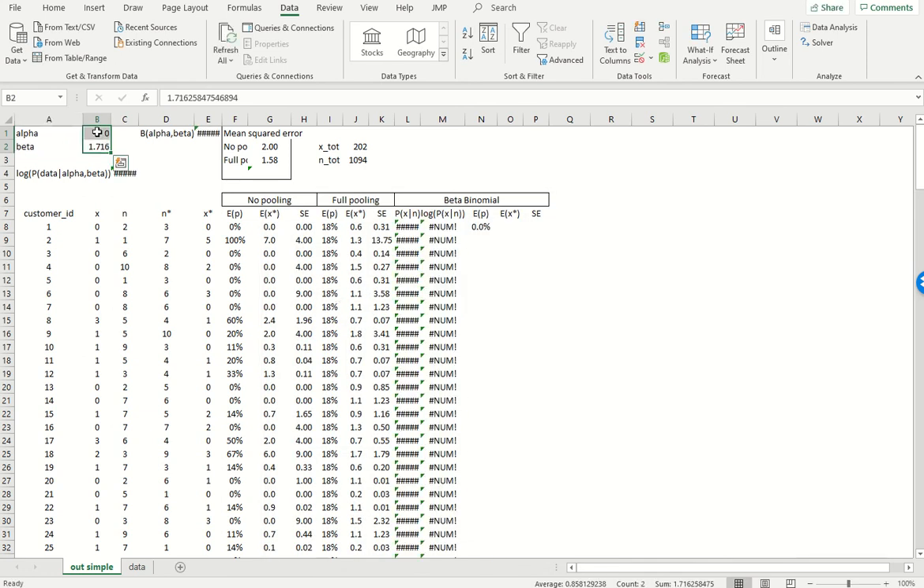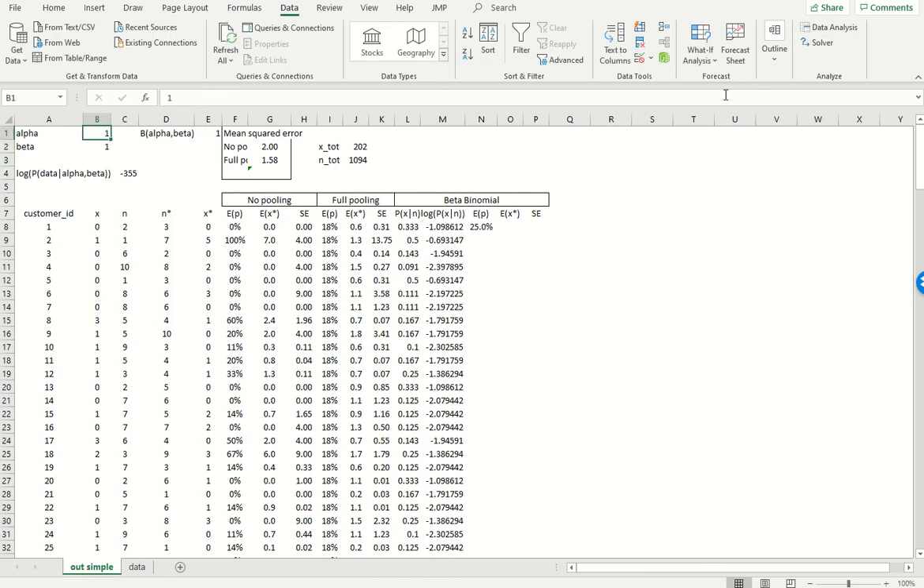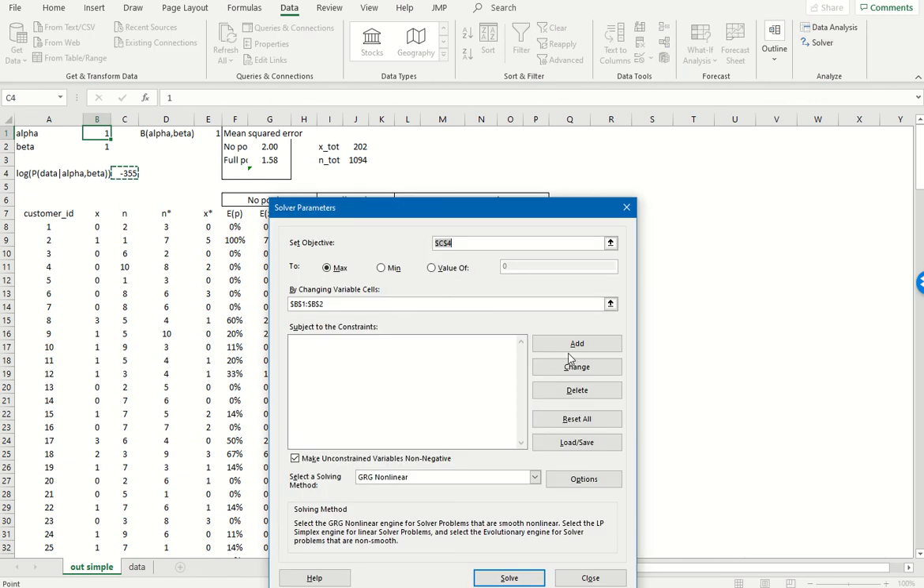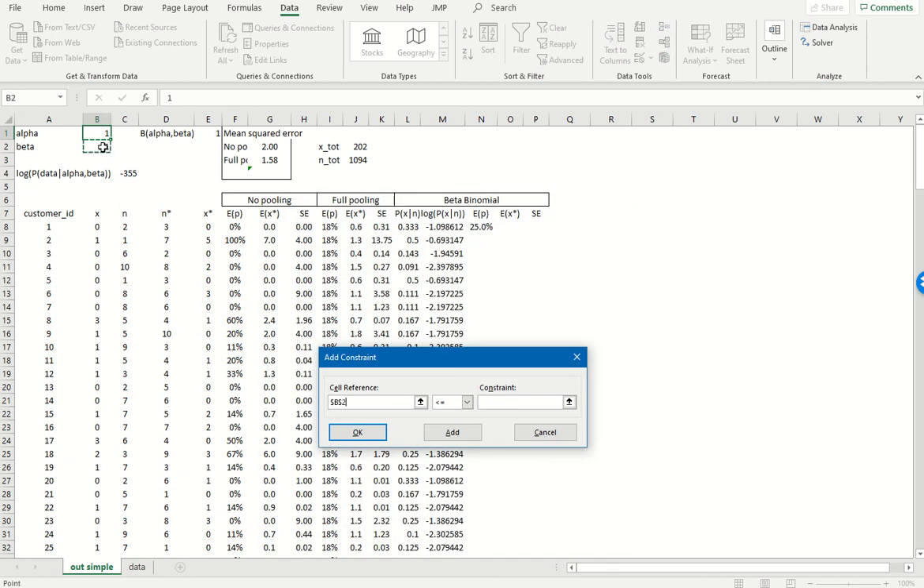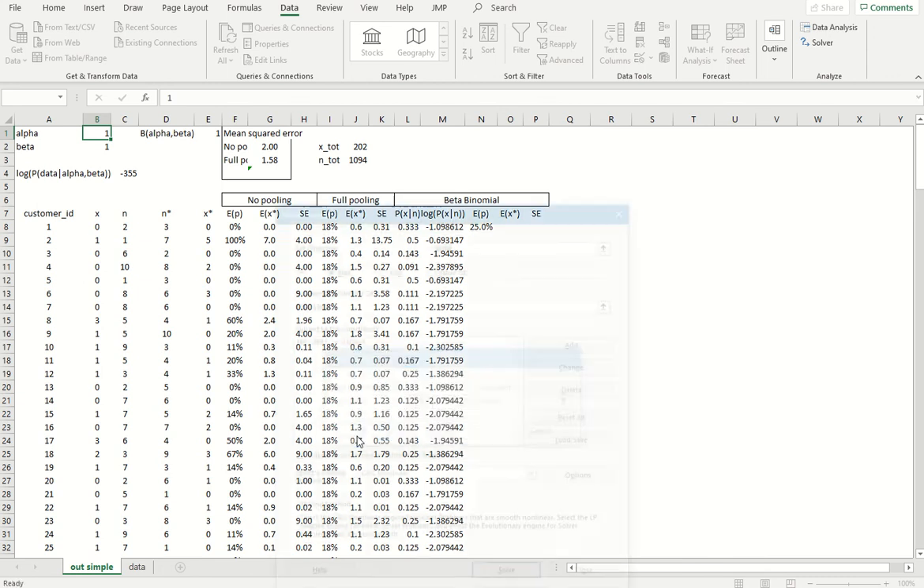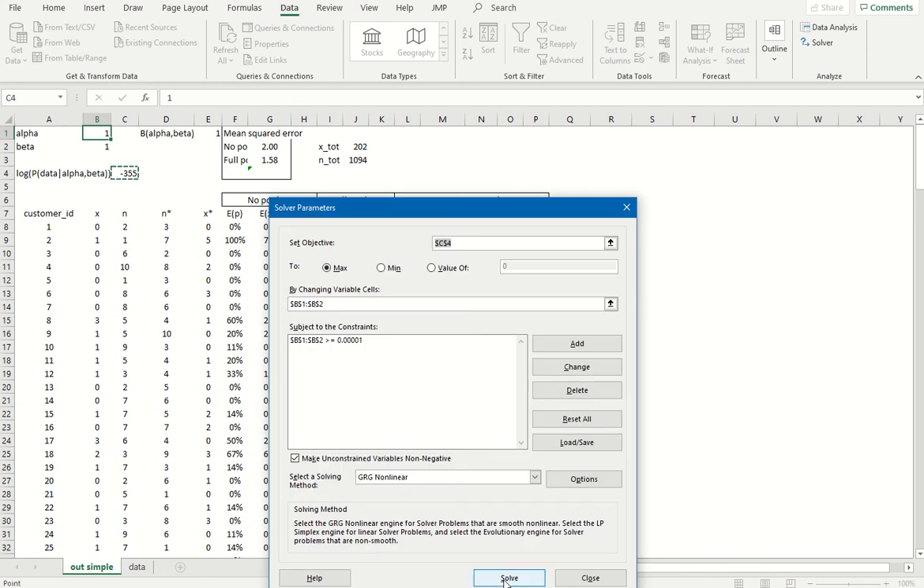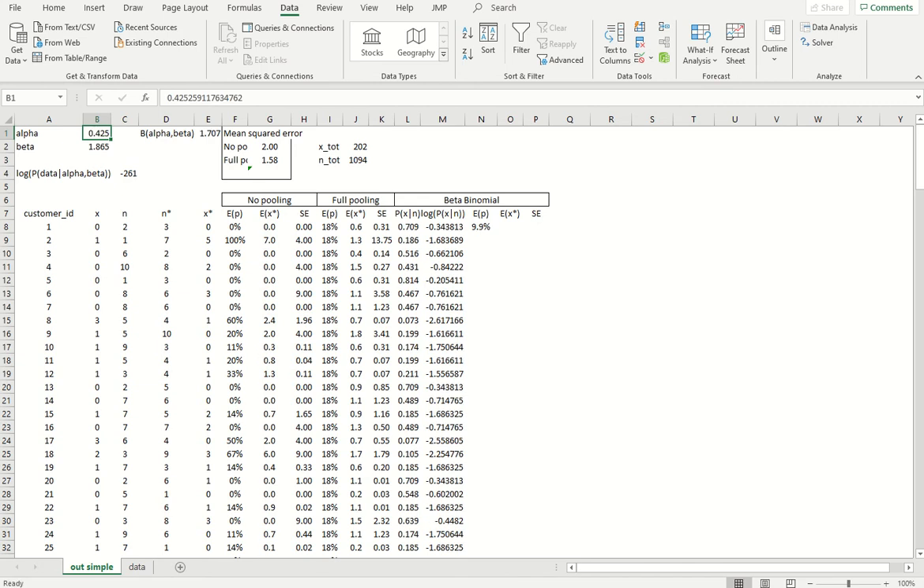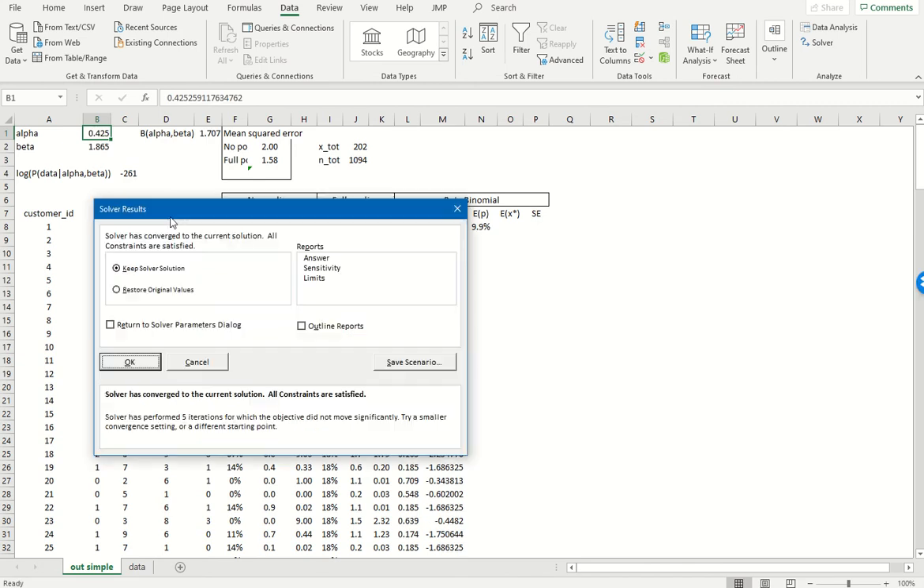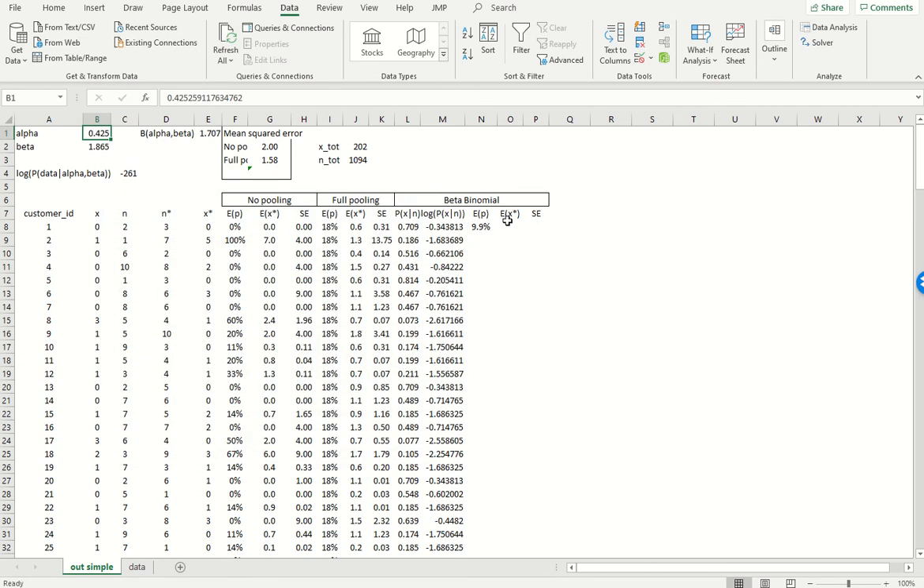Oh, it's running into an issue because actually we want to make sure that these two values are strictly positive. So I'm going to go solve, and let's add in a couple constraints. So these both need to be greater than 0.001. Now it should run without issue. There we go. So I'm going to keep that solution.